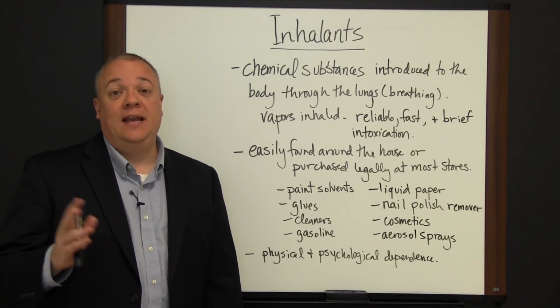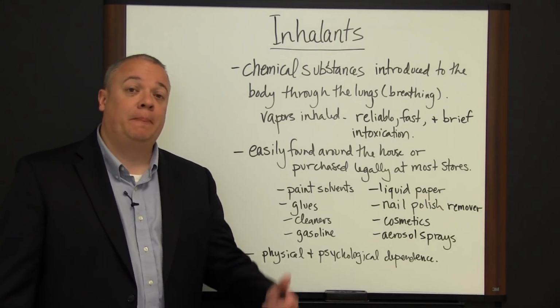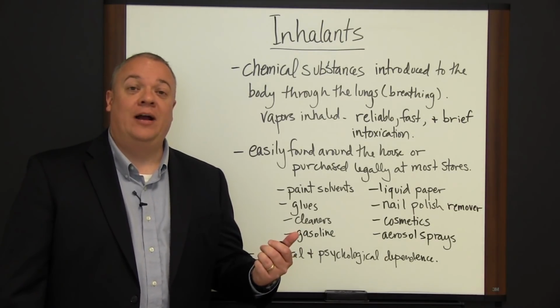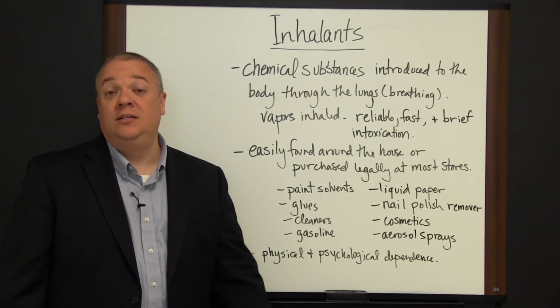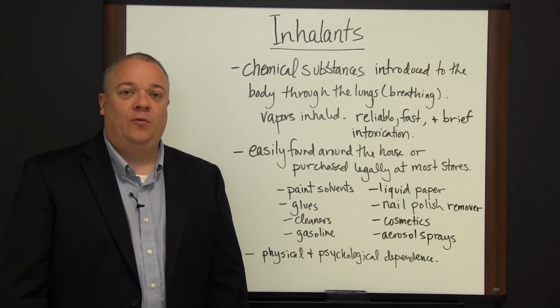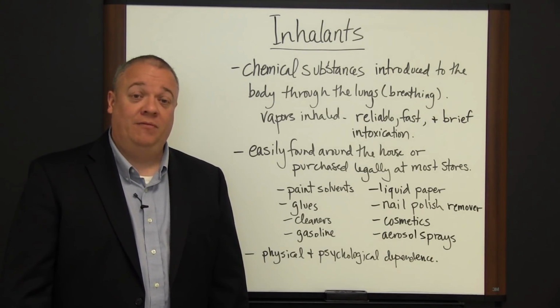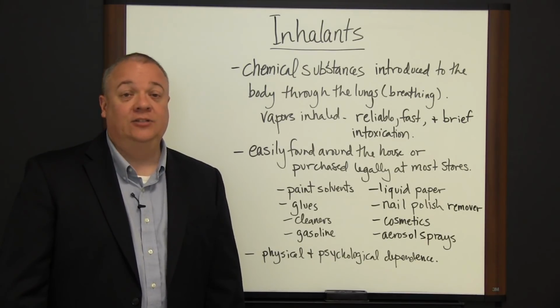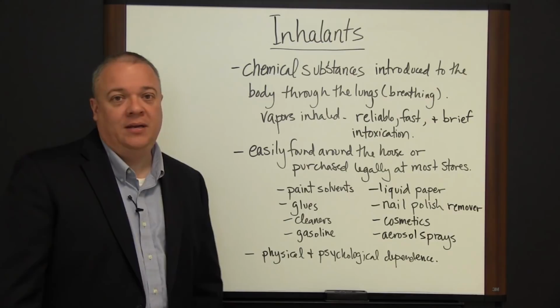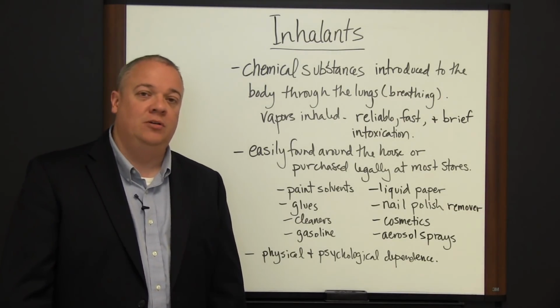What you find then is that adolescents and pre-adolescents often abuse this type of substance. They can find it around their houses or they can easily obtain it. It's easily transportable, hidden, things like this. And so therefore it is open to a great deal of abuse. And they are dangerous. They can cause both physical and psychological dependence as well as brain damage when abused.